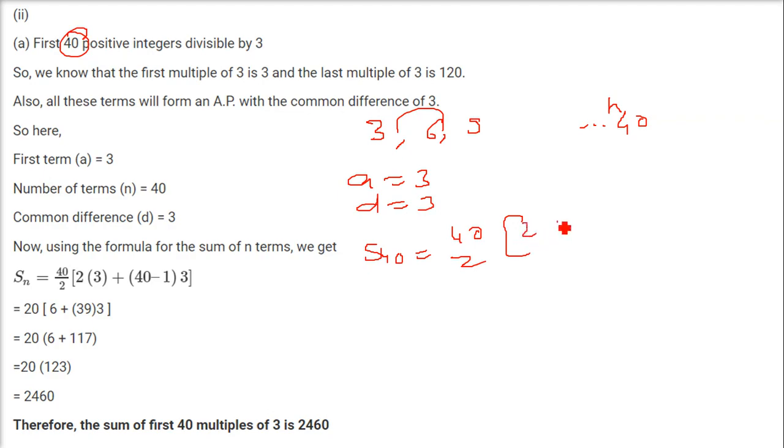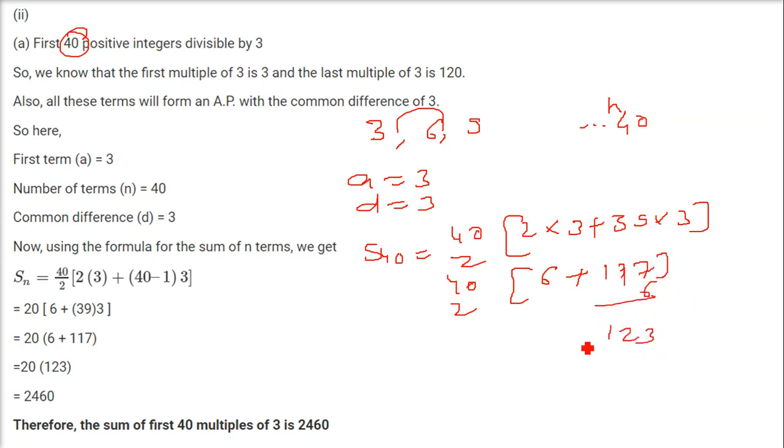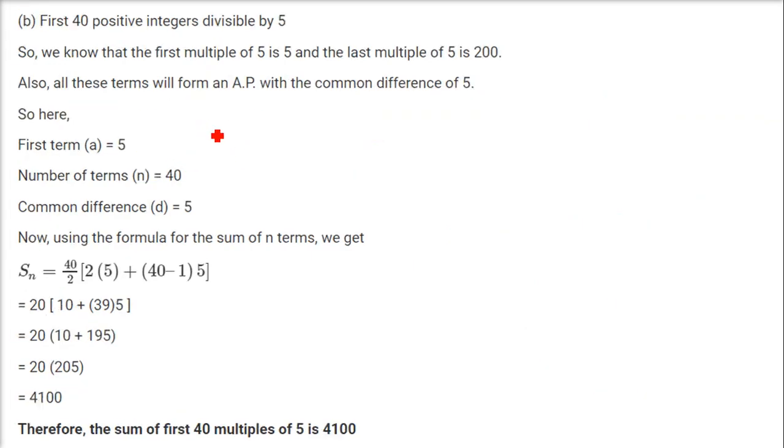So 40 by 2, 2a, this is 3, plus 40 minus 1, 39 into 3. So 40 by 2, this is going to be 3 twos are 6, plus 39 into 3 is 117. 117 plus 6 is 123. So 40 by 2 into 123, this is 20. 20 into 123 is 2460. So this is how you have to find out the next one also. Here a and d both will be equal to 5.